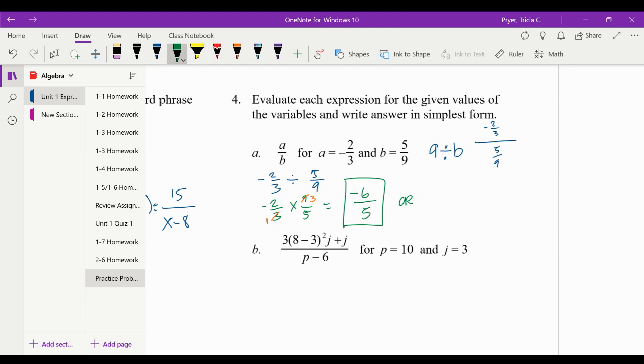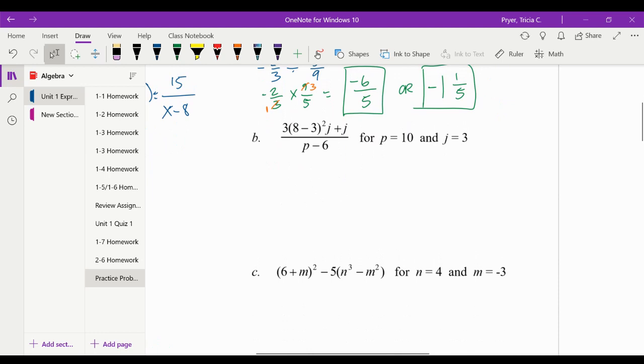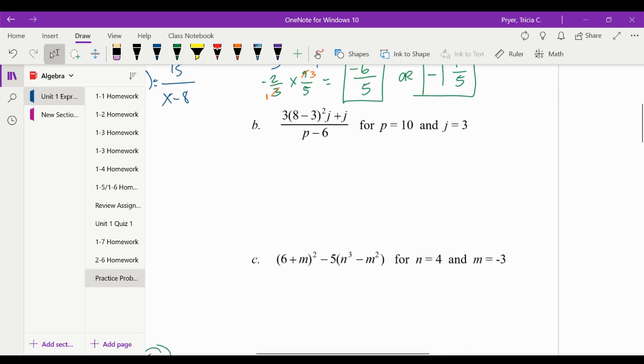If you wrote your answer as negative 1 and 1/5, that's also fine. Or maybe if you did negative 1.2, that's fine too.